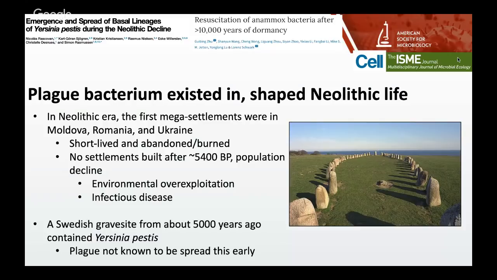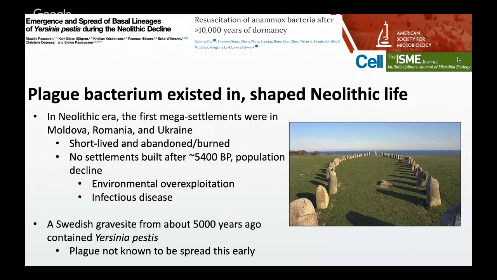So the Neolithic era is the Stone Age, the late Stone Age, when mega settlements of people, meaning maybe 10 to 20,000 humans, started settling in things that were more similar to the cities that we know today, in places mostly around Eastern Europe. I think Romania, Ukraine. These settlements were relatively short-lived, maybe a couple hundred years, and were often abandoned and even burned, with the charred remains being discovered by archaeologists.